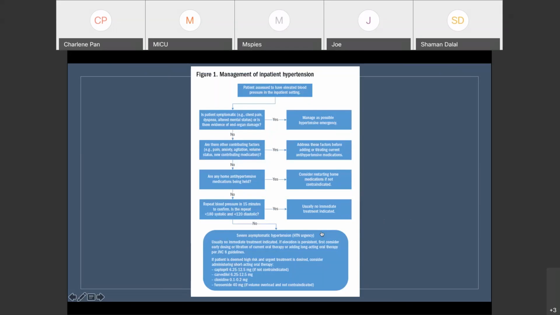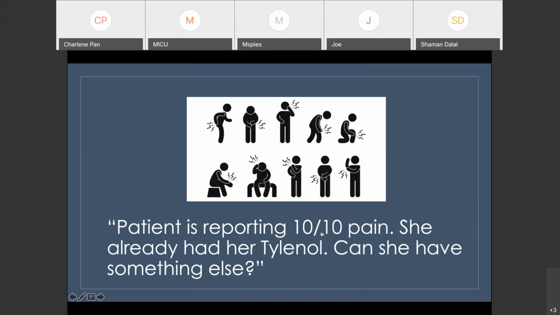So next scenario, patient is reporting 10 out of 10 pain. She already had her Tylenol, and she has something else wrong there. What do you want to give her?